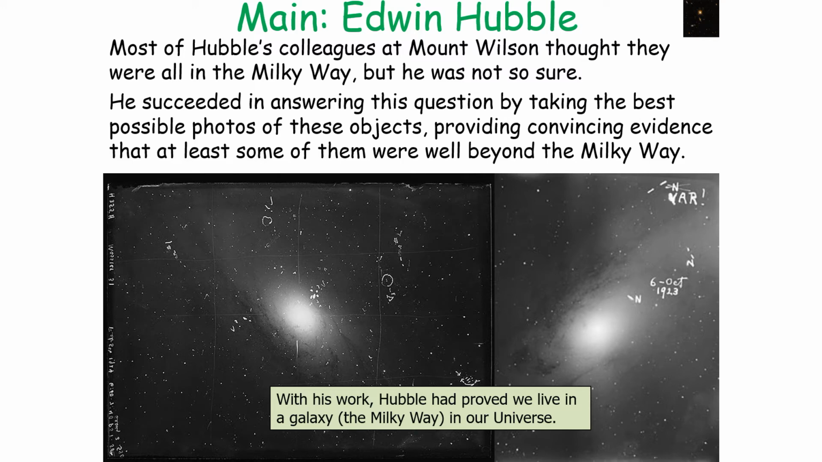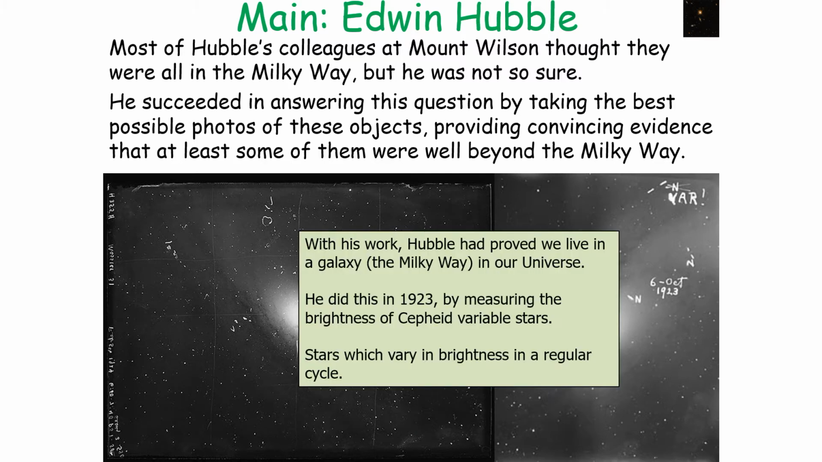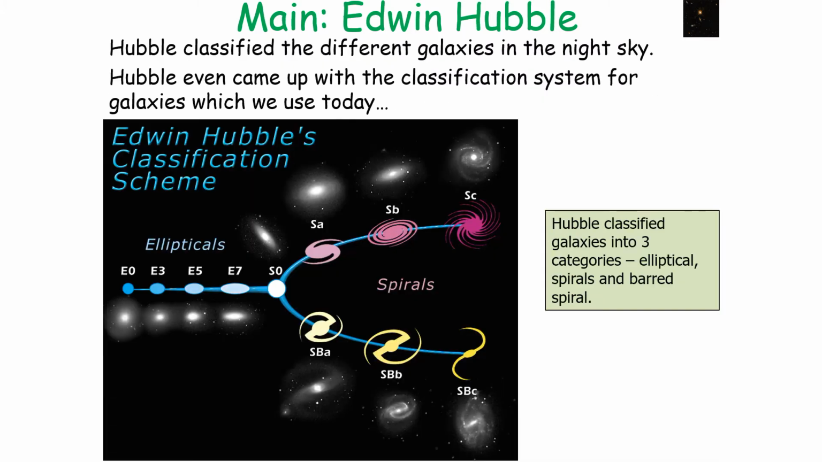of these objects, and with this he provided convincing evidence that at least some of them were well beyond the Milky Way. So with his work, Hubble had proved that we live in a galaxy, the Milky Way, in a larger universe. It's important that he did this in 1923 by measuring the brightness of what we call variable stars, stars which vary in brightness in a regular cycle. As well as that, Hubble classified the different galaxies in the night sky, and Hubble even came up with the classification system for galaxies which we use today.